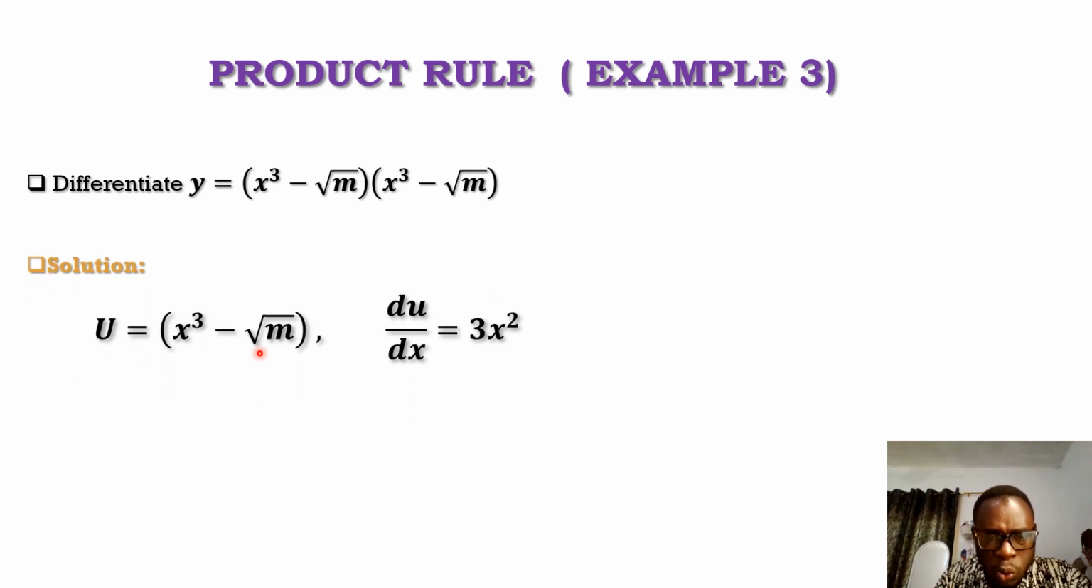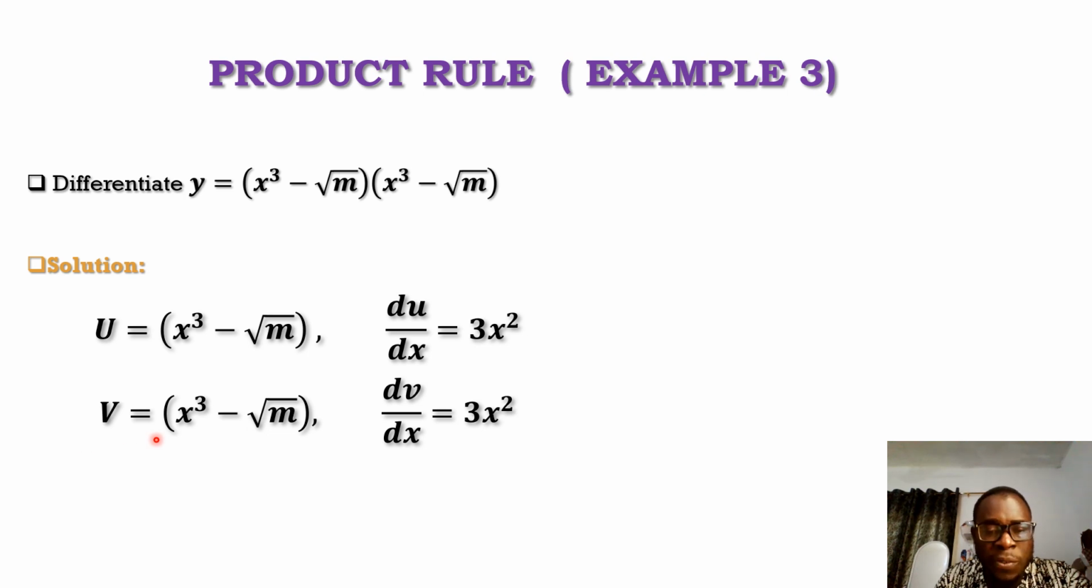We have to let u be x cubed minus square root of m. Remember, this square root of m is a constant to the expression. So here, when you differentiate du over dx, the answer is going to be 3x squared. The constant will be 0, because when you differentiate a constant, it will be 0. Then we also let v represent the next function, which seems the same. So here, our dv/dx will also be 3x squared.